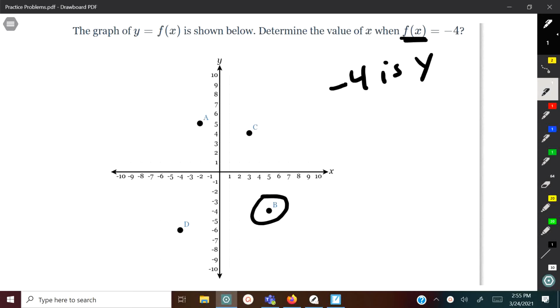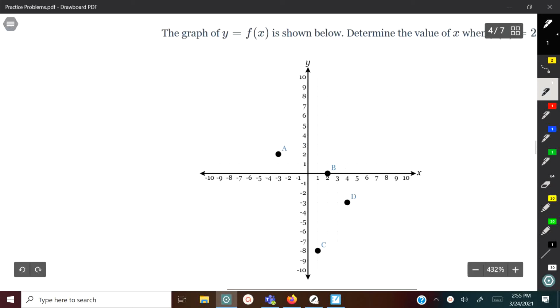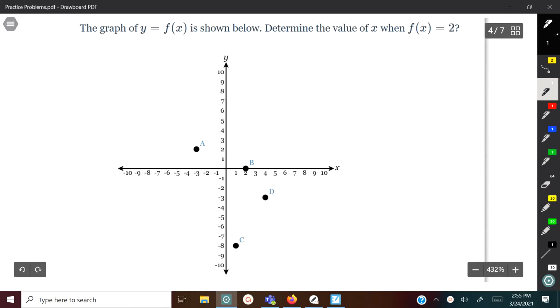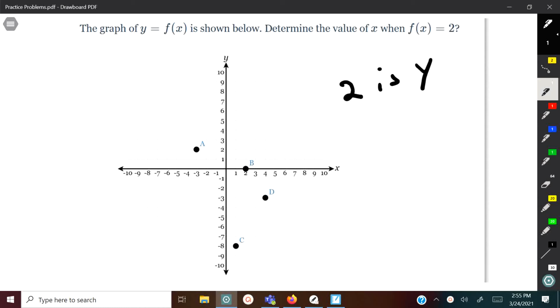All right. Go ahead and pause the video here and see if you can find the answer to this one. Determine the x value when f of x is equal to 2. Alright, so let's take a look at this one. So you got f of x is equal to 2, which means 2 is y. And we're going to go down the y-axis and see if we can find which point would have that 2 on there. And that'll be this one right here.